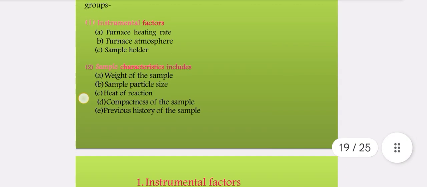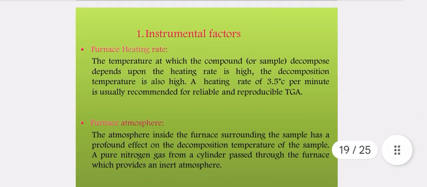Next are the instrumental factors. We'll see here how they affect the TG curve. First is furnace heating rate. The temperature at which the compound or sample decomposes depends upon the heating rate; if the heating rate is high, the decomposition temperature is higher. Next is furnace atmosphere. The atmosphere inside the furnace surrounding the sample has a profound effect on the decomposition temperature of the sample. Pure nitrogen gas from a cylinder is passed through the furnace, which provides an inert atmosphere.